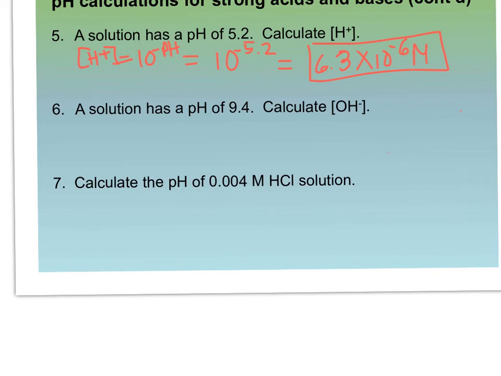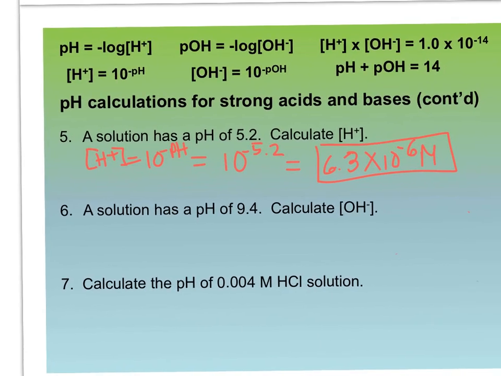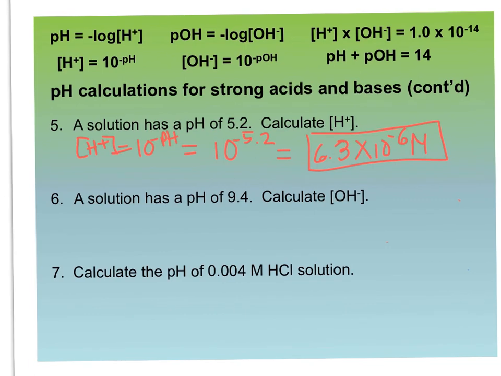Let's look at the next one. So the next one says we have a solution that has a pH of 9.4. We want to calculate the OH minus concentration. So we are going to look for an equation that has the pH and the OH minus concentration. So looking through these 6, we don't find any that have both pH and OH minus concentration. We don't have any that have those two variables.